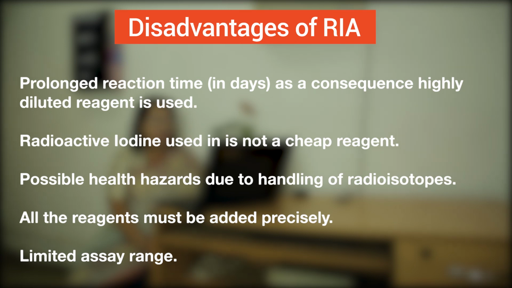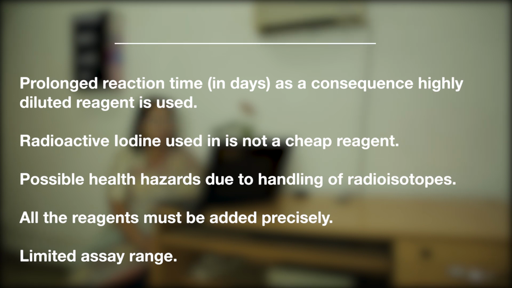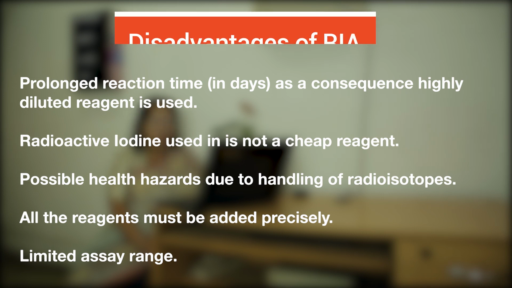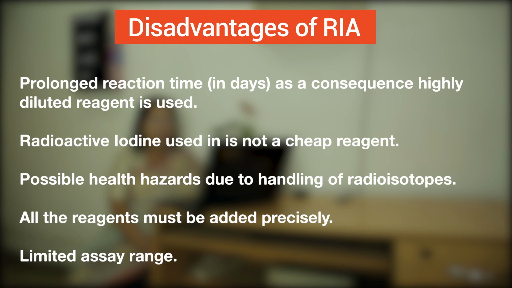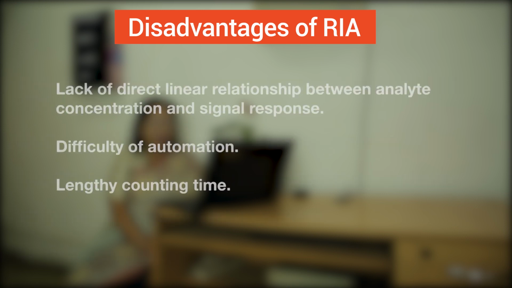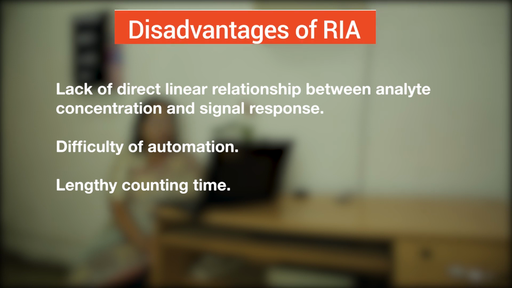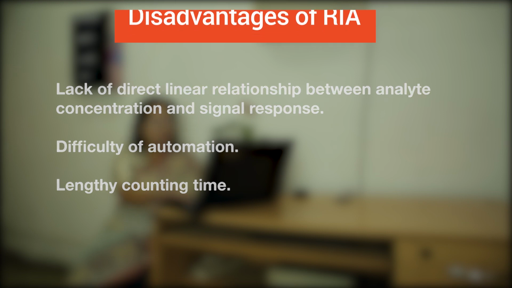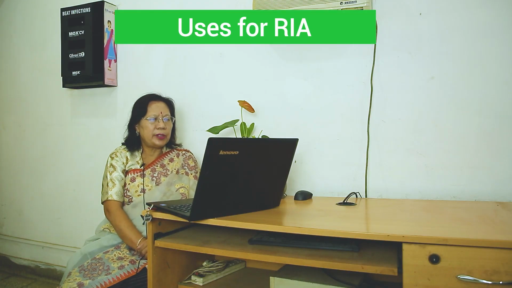So what are the disadvantages of this radioimmunoassay? Prolonged reaction time, it takes days, is a consequence. Highly diluted reagent is used, and radioactive iodine is used. It is not a cheap reagent. Then there is possible health hazard due to handling of radioisotopes. Then all the reagents must be added precisely, limited assay range, and lack of a direct linear relationship between analyte concentration and signal response, and difficulty of automation and the lengthy counting time. These are the disadvantages.